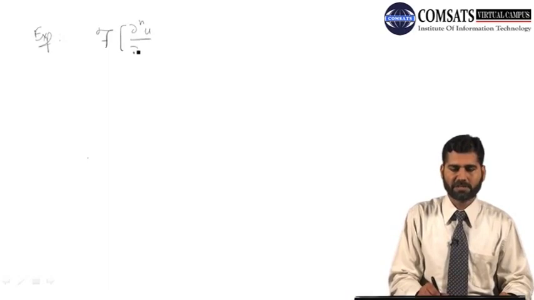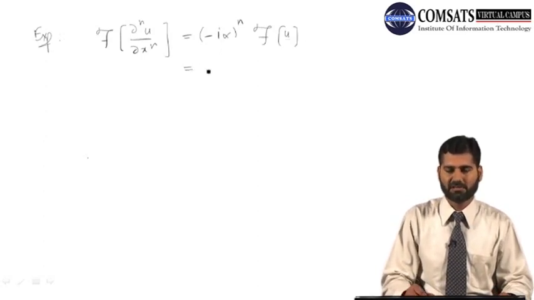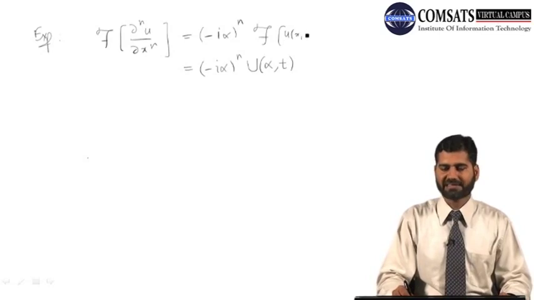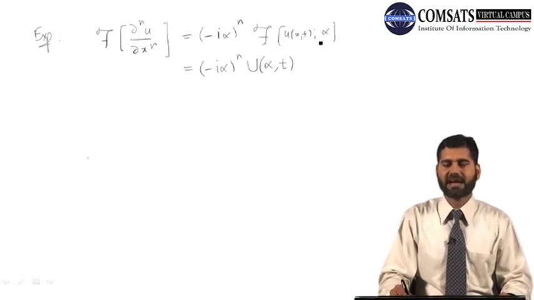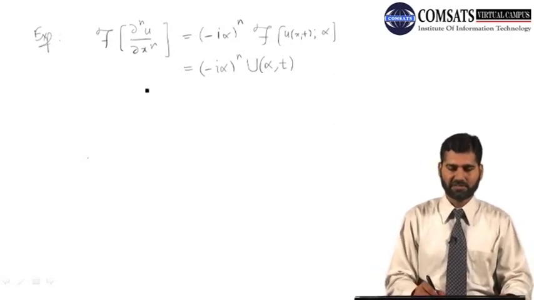First, it was the Fourier transform of ∂ⁿu/∂xⁿ. So this will become (-iα)^n and the Fourier transform of u. All right. So this is whatever you want to write. If you want to write this as capital U, then it is U(α,t), because x goes to α. To be more precise, I can write this as (x,t) and it will convert x to α. So x becomes α, the Fourier transform is capital U. All right, so this is what you will get.